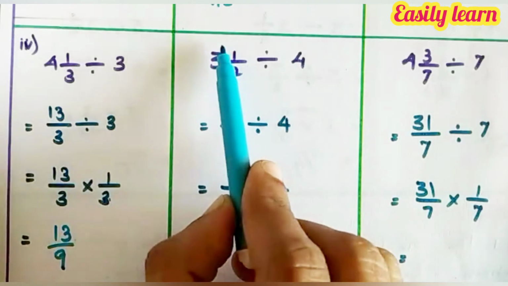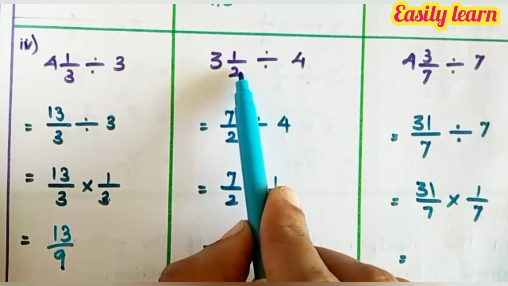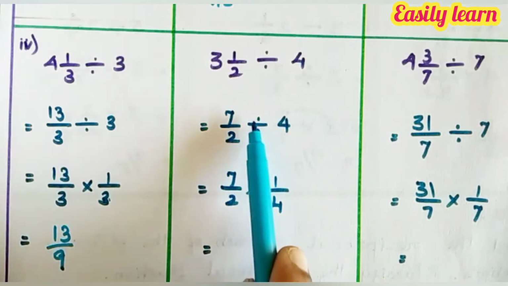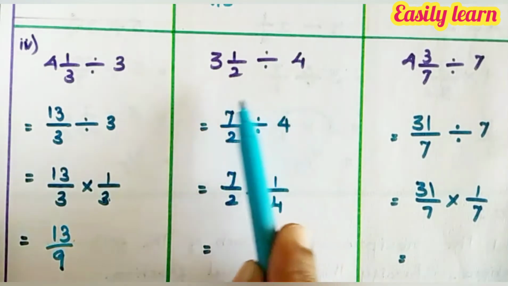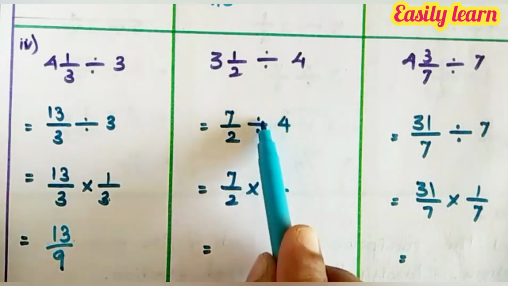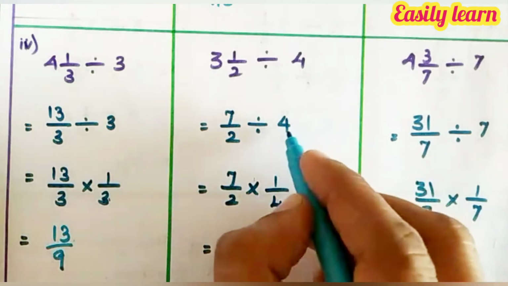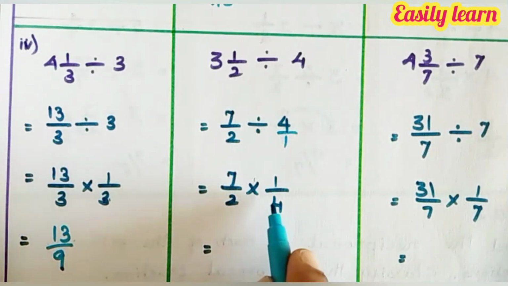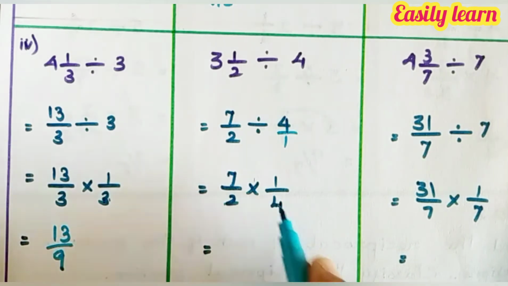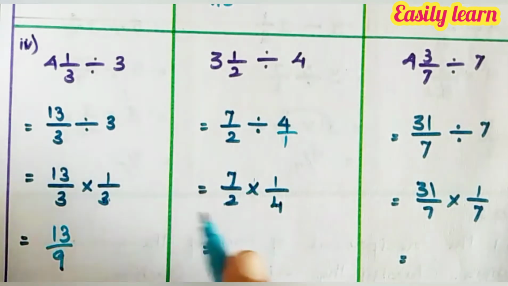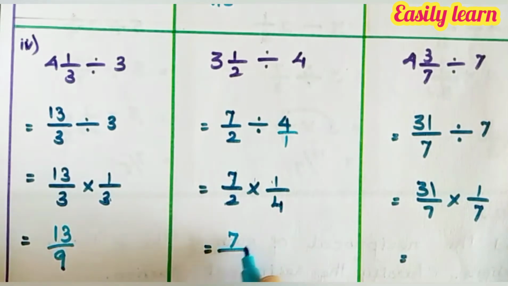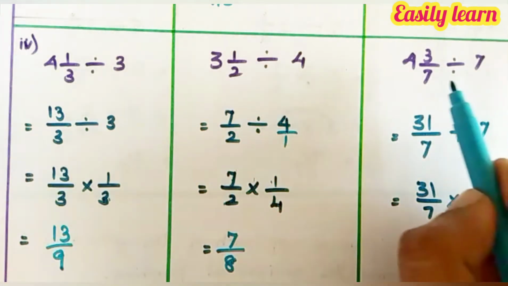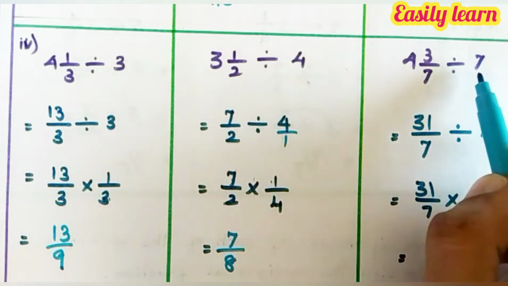The next one, 3 1 by 2 divided by 4. So first we have to convert this one. So 3 into 2, 6 plus 1, 7 by 2 divided by 4. So now we have to do the operation for division of fractions. 7 by 2 into 4, reciprocal is 1 by 4. So இதையும் cancel பண்ணிடாதீங்க because both are in the denominator place. We can cancel only a numerator and a denominator only. 7 by 8. Next one, 4 3 by 7 divided by 7.